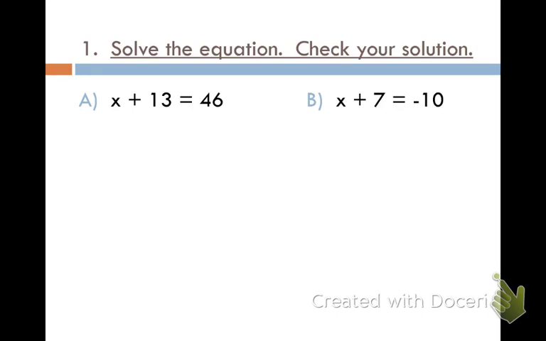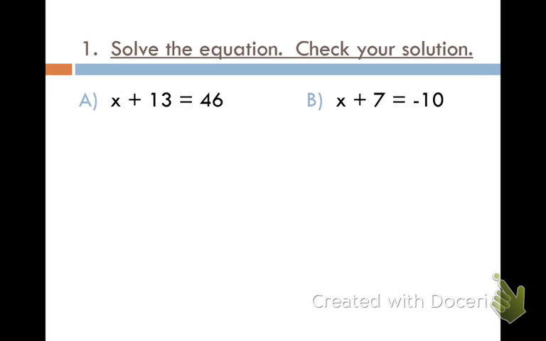We're going to use those rules that we just talked about to help us with this. Number 1 is just asking us to solve the equation and then check our solution. So, looking at our notes that we just wrote down, what is step number 1? Identify the variable. Looking at this problem right here, what is my variable? X, okay? You have identified it. That is the X. Now, the whole goal is to get X by itself.